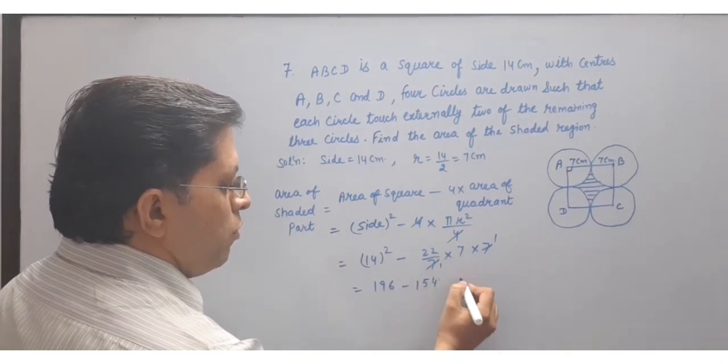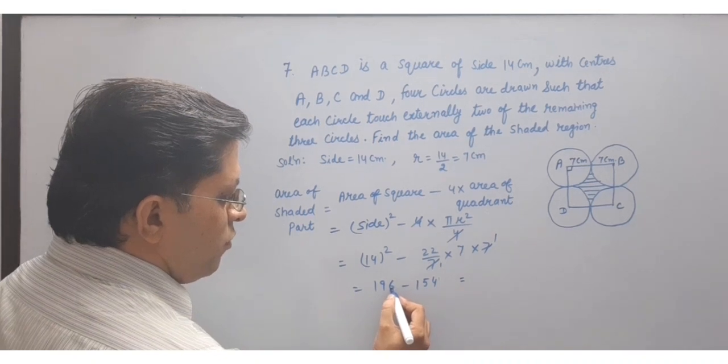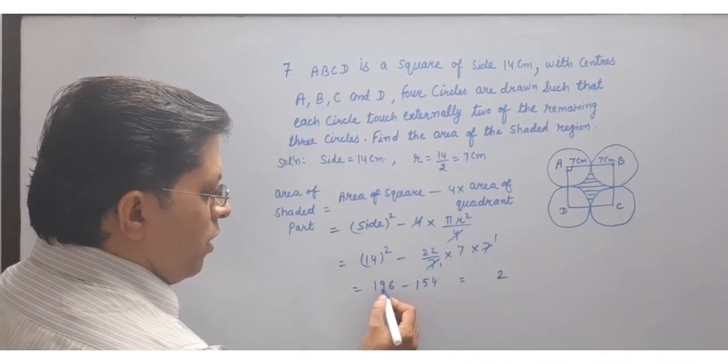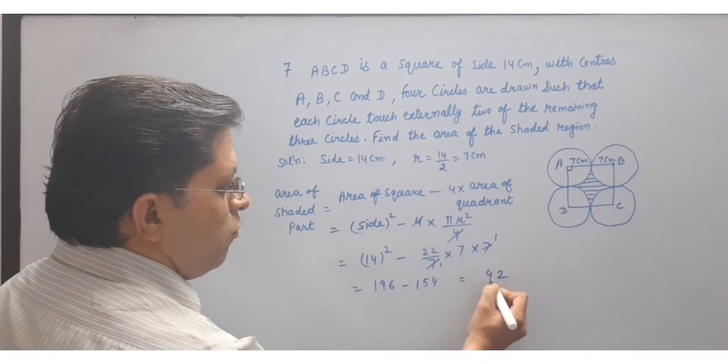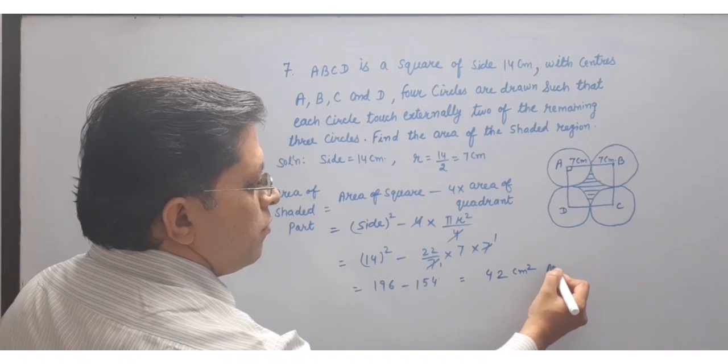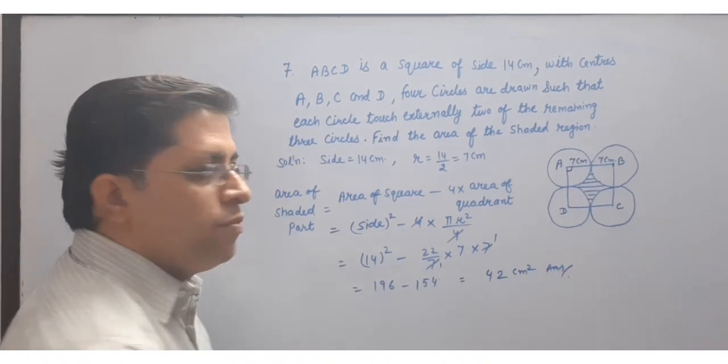154. And if you subtract it, 6 minus 4, 2. Okay. 9 minus 5, 4. 42 centimeter square. This is your figure.